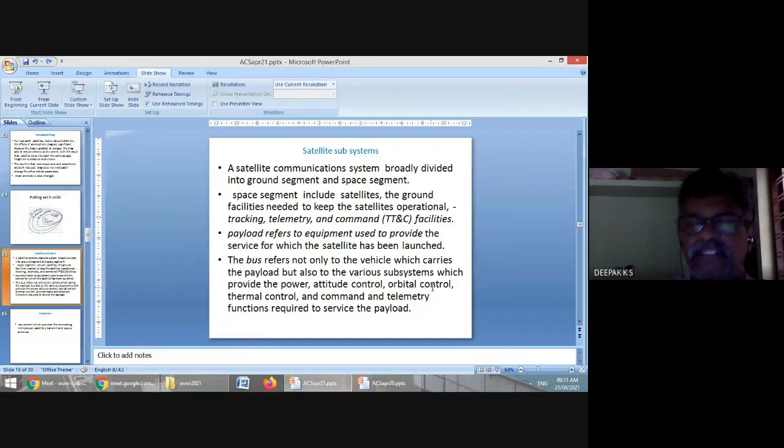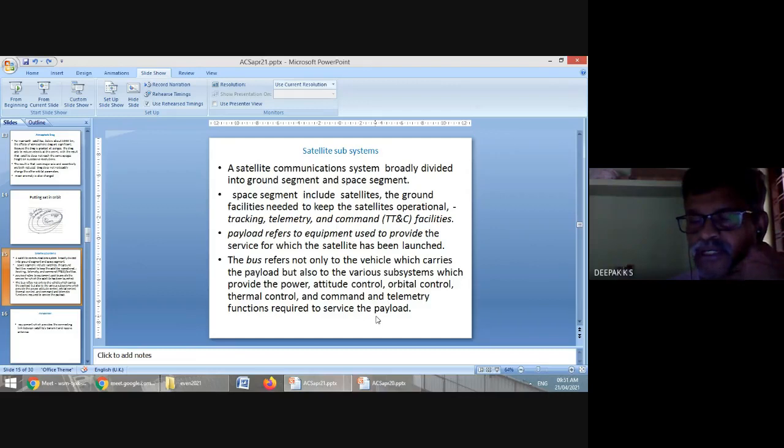Then there is orbital control, so it should stay in its orbit. That also comes under bus. Then thermal control, because temperature has to be controlled: on one side there could be the sun, and on the other side is space, which may be cool. And there is the command and telemetry function required to service the payload. All these are called bus.